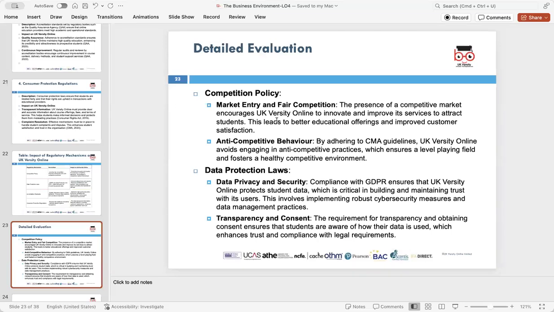Data protection laws: compliance with GDPR is paramount for UK Versity Online in safeguarding student data. Implementation of robust cybersecurity measures and stringent data management practices ensures that student information remains secure. By prioritizing data privacy, the institute builds trust and credibility with the student body, essential for maintaining long-term relationships and upholding institutional integrity.